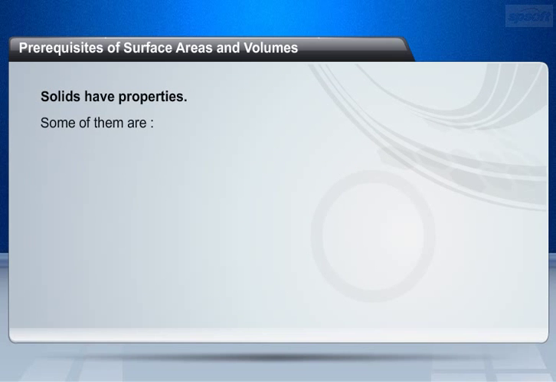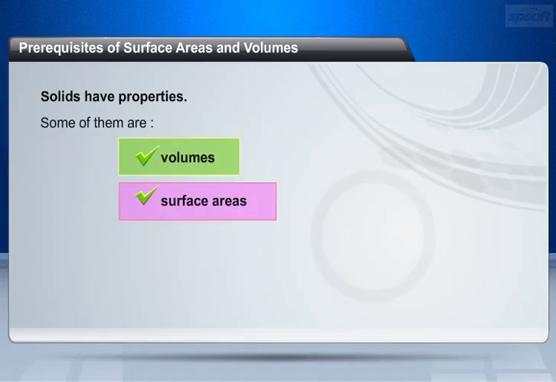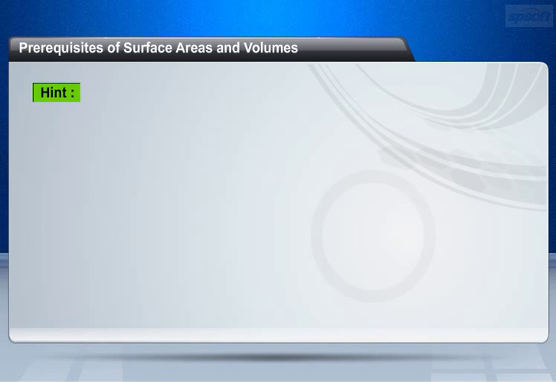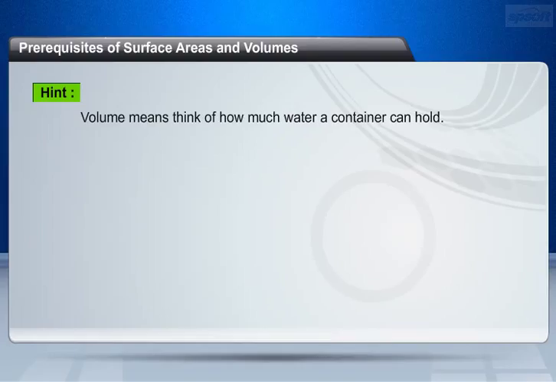Solids have properties. Some of them are volumes and surface areas. Volume. Volume is the amount of space that a three-dimensional object occupies, and it is measured in cubic units. The most commonly used units of volume are millimeters cube, centimeters cube, meters cube. Hint: volume means, think of how much water a container can hold.